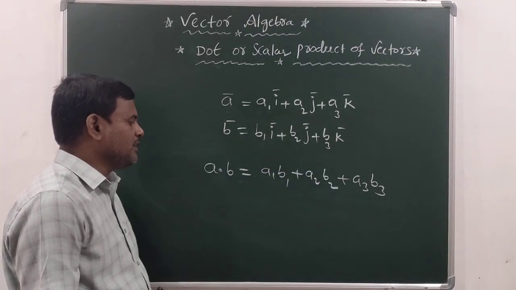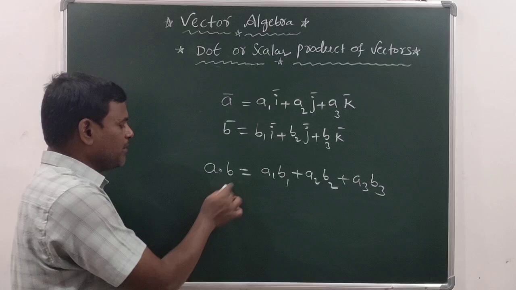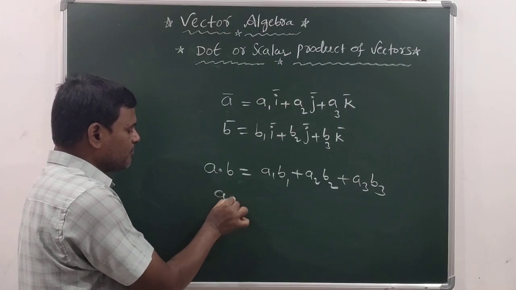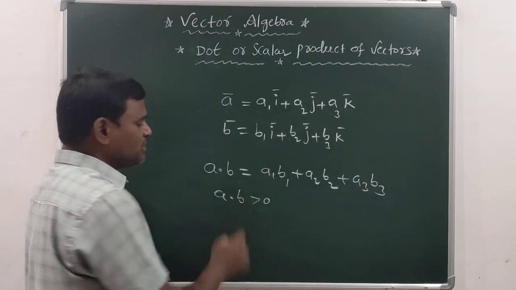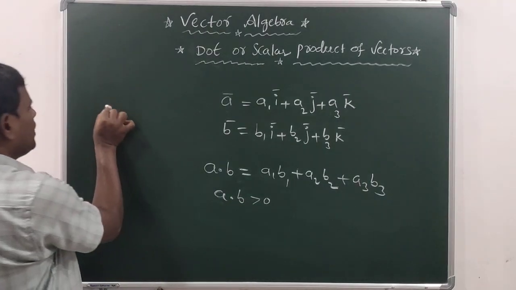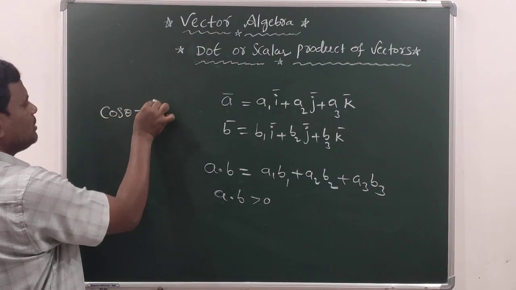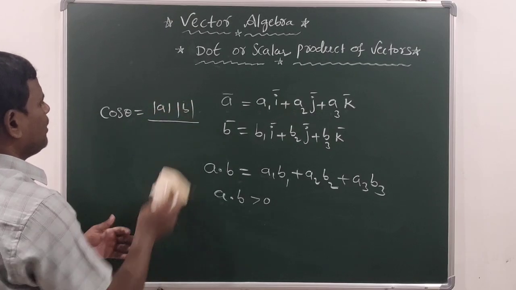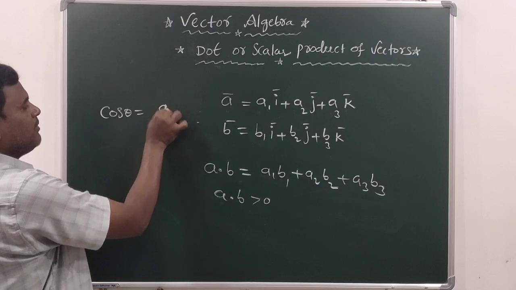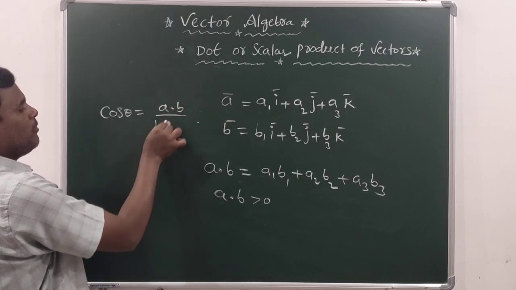Now see students, sometimes this dot product may be positive. If the dot product is positive, you know, cos theta is equal to A dot B by mod A mod B.